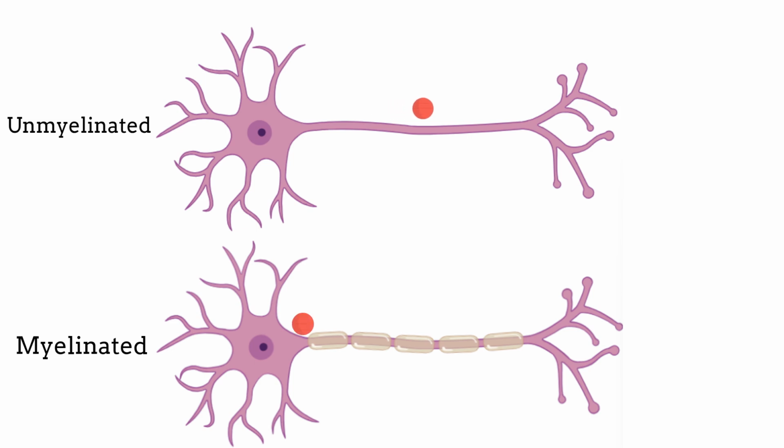But in a myelinated neuron, since the action potential cannot pass directly through a Schwann cell, it has to literally jump over each Schwann cell until it reaches the end. Jumping from one node of Ranvier to the next saves so much time, as the action potential only needs to pass through the nodes of Ranvier and not the whole length of the neuron. This is called saltatory conduction.